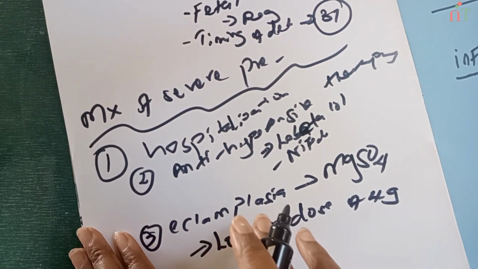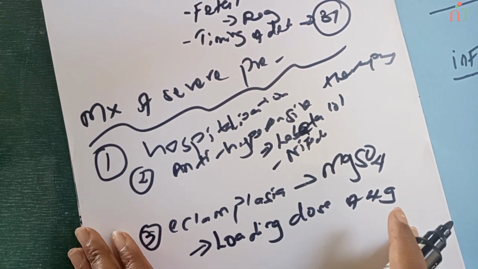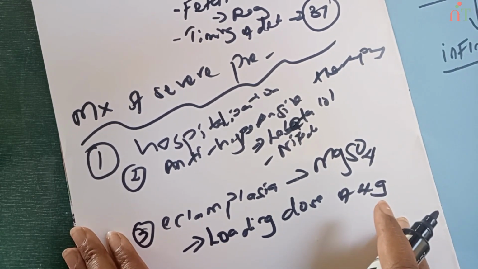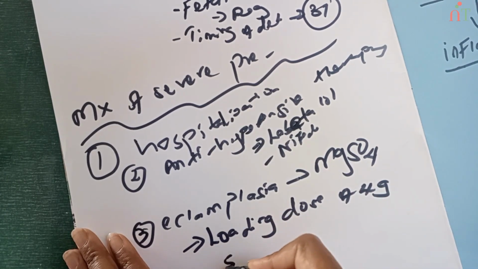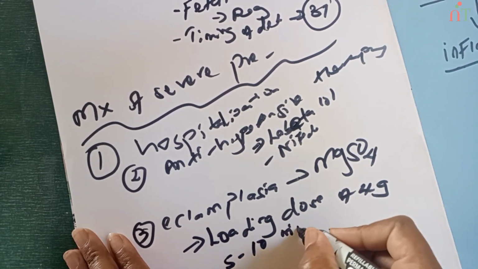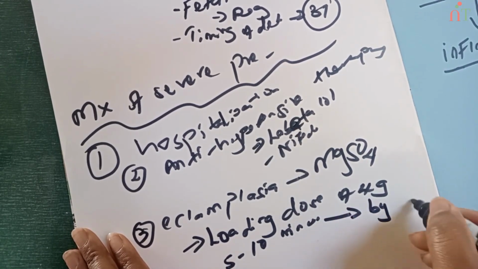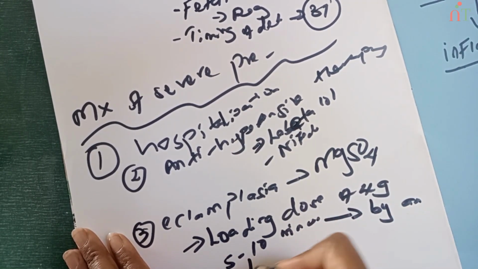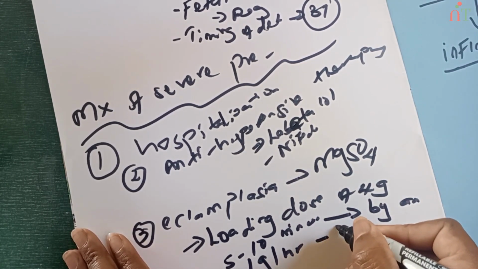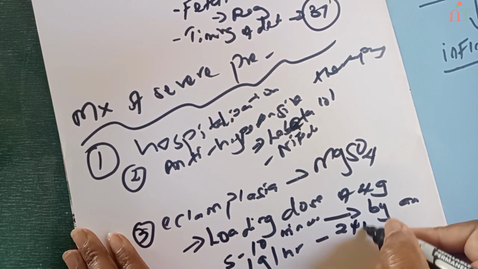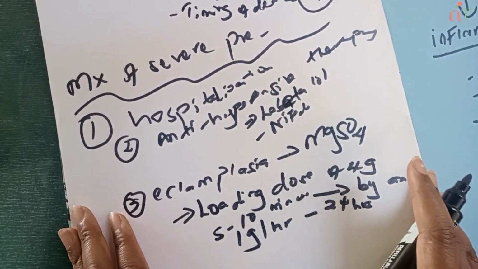So you treat eclampsia or these seizures with magnesium sulfate, a loading dose of 4 grams of magnesium sulfate by infusion pump over 5 to 10 minutes. And then you're going to follow this by an infusion of 1 gram per hour. And you're going to maintain this for 24 hours after the last seizure. So I hope you've understood that.